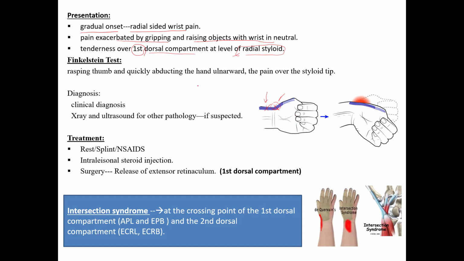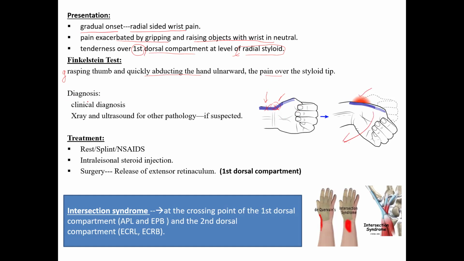So there is a classical test to confirm this, called the Finkelstein test. Here what we do is, if you grasp the thumb and quickly deviate the hand in the ulnar position, there will be a provocation. The pain will start after that. If you see, the thumb is grasped and a fist is made, and then when you do the ulnar deviation, the patient has pain over this area.